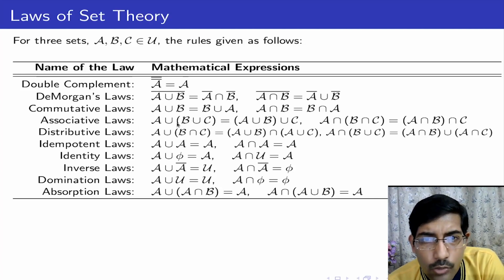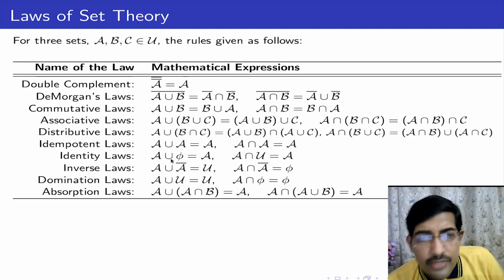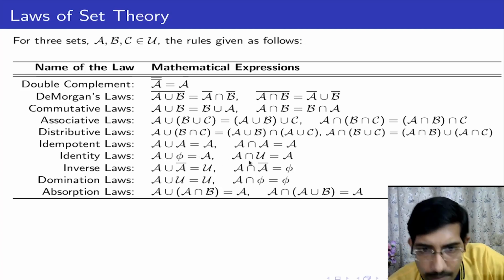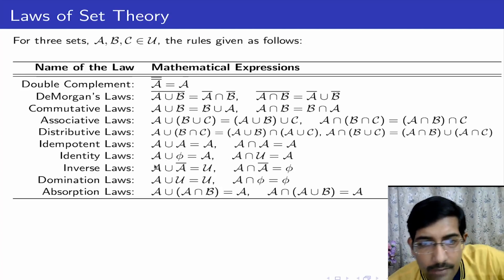Associativity: you can do the union in any order, and intersection in any order, if there are only unions or only intersections present. Distribution: union can be distributed over intersection, as well as intersection can be distributed over union. Idempotent: A union A is A, A intersection A is A. This is idempotency. Identity means that A union phi is A, and A intersection the universe is itself, A.